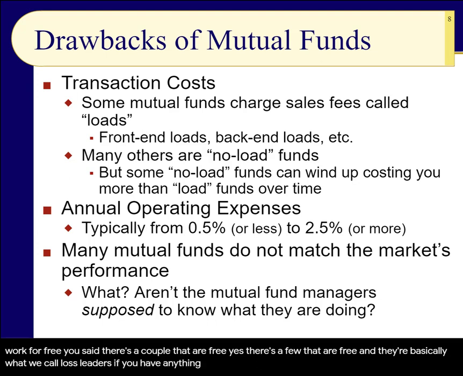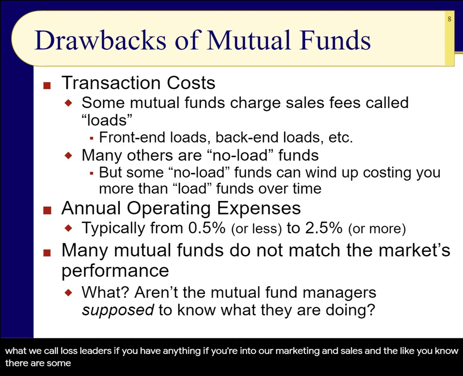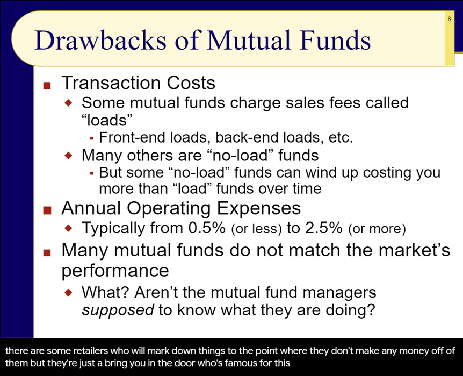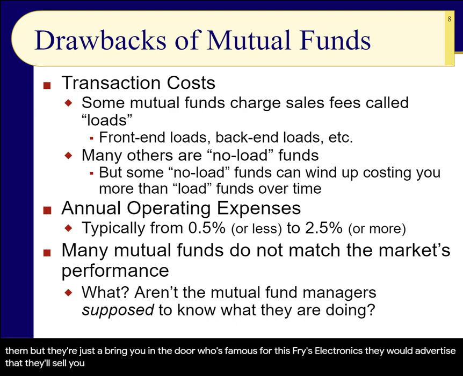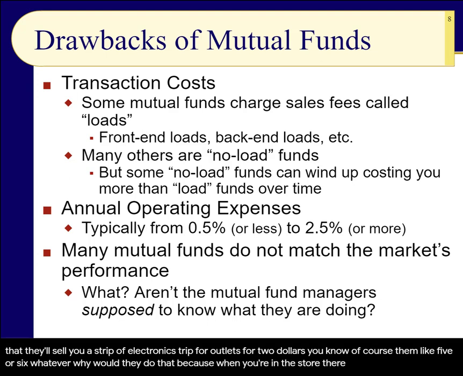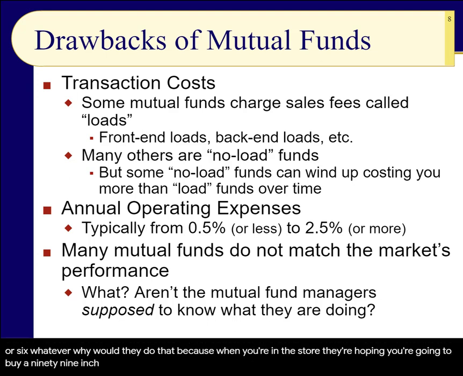If you're into marketing and sales and the like, you know there are some retailers who will mark down things to the point where they don't make any money off of them. But they're just to bring you in the door. Who's famous for this? Fry's Electronics. They would advertise that they'll sell you an electronic strip for outlets for $2. You know, it costs them like $5 or $6, whatever. Why would they do that? Because when you're in the store, they're hoping you're going to buy a 99-inch television set.